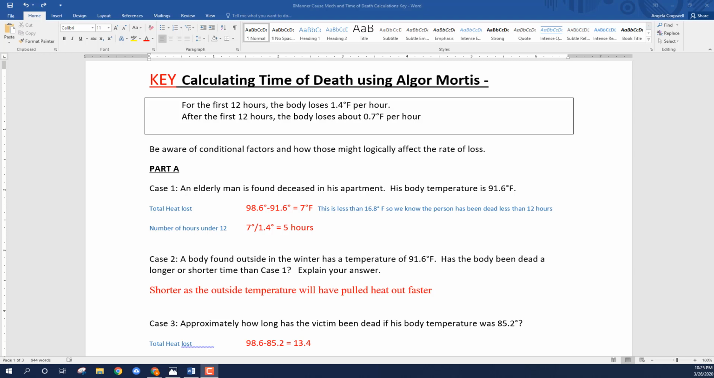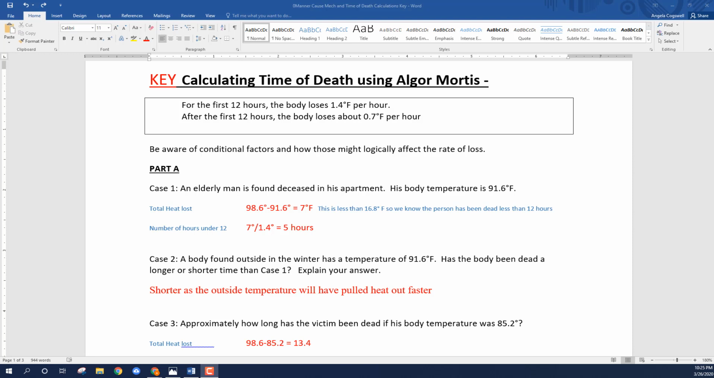Hey guys, I wanted to go over assignment number 6, Manner, Cause, Mechanism, and Time of Death. I've given you back your grades. I haven't marked up what you got right or wrong, but you can check your answers against this key, which I'll also post, and just follow through the video if you have any questions.